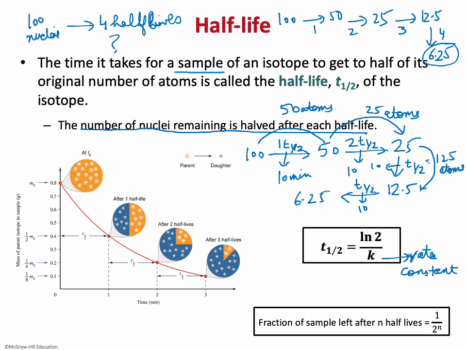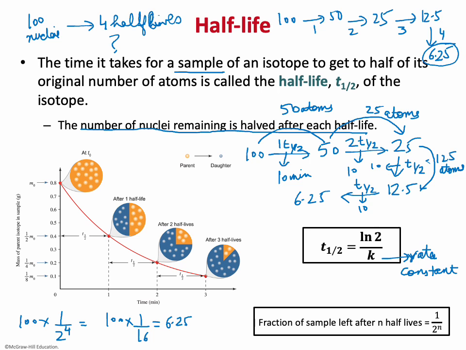The fraction left after n half-lives is 1 over 2 to the power n, because after each half-life, it's 1 half, right? So if you take 100 times 1 over 2 to the power 4 half-lives, that's 100 times 1 over 2 to the 4, 16, which would also give you 6.25. So either way, you can calculate this, whichever way works for you, the longer route or the shorter route.